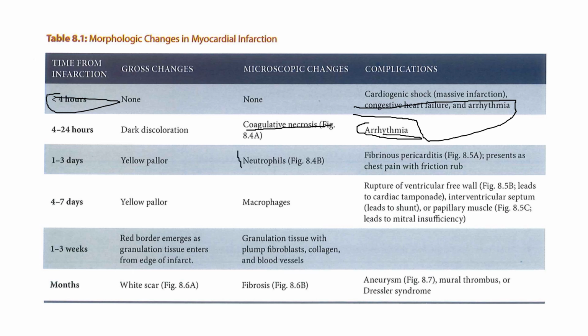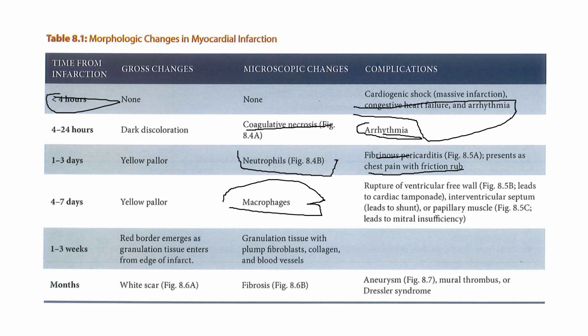As you all might know, the hallmark of inflammation is the neutrophils. Whenever they come, we call it acute inflammation. Complications include fibrous pericarditis, which presents as chest pain with friction rub. After 3 days, we have the macrophages. Macrophages are the cells present in chronic inflammation.